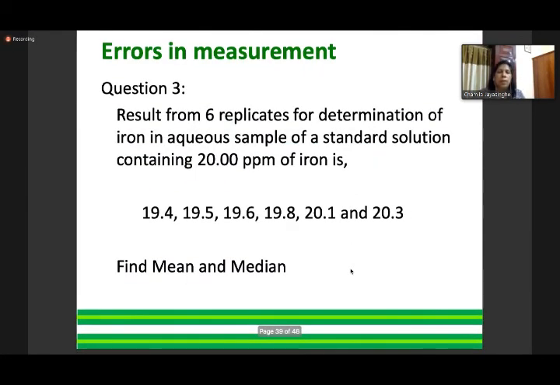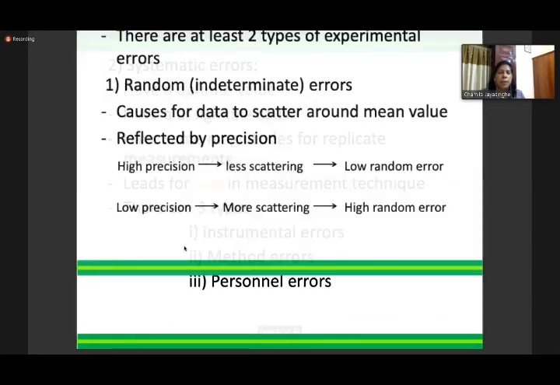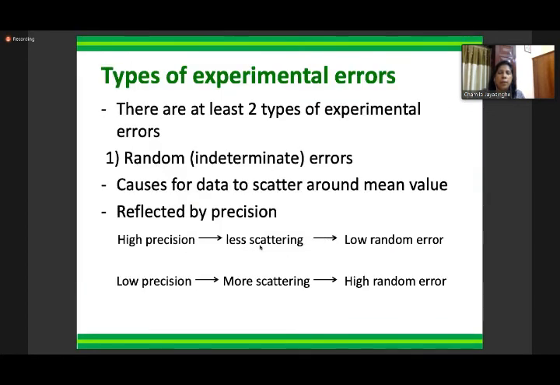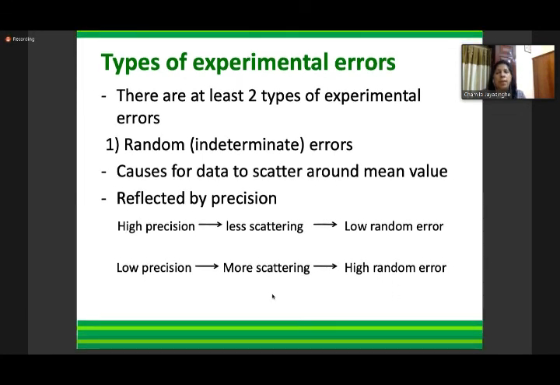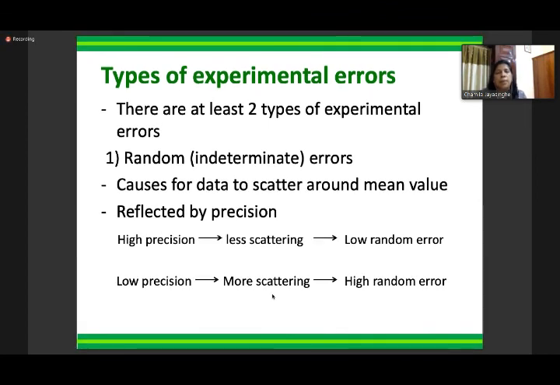Now you can see that point. High precision is low random error, less scattering. Then low random error and high random error. Keep in your mind the relationship of random errors with precision.